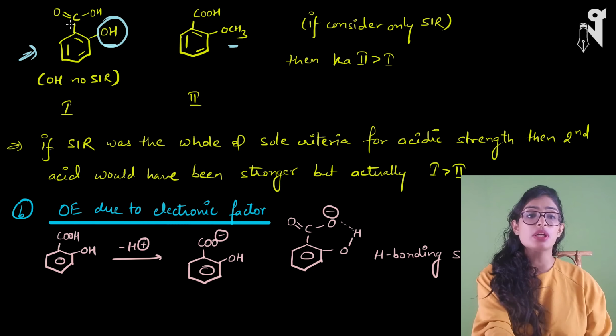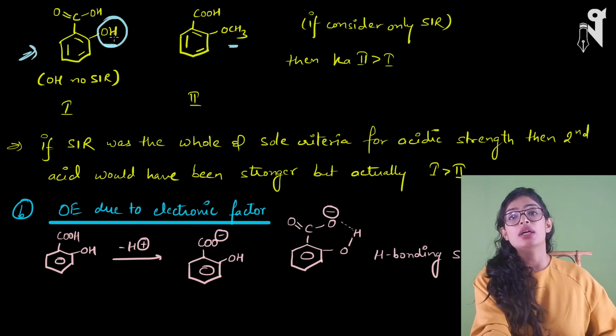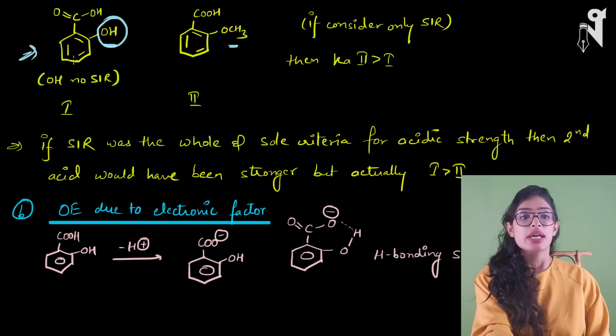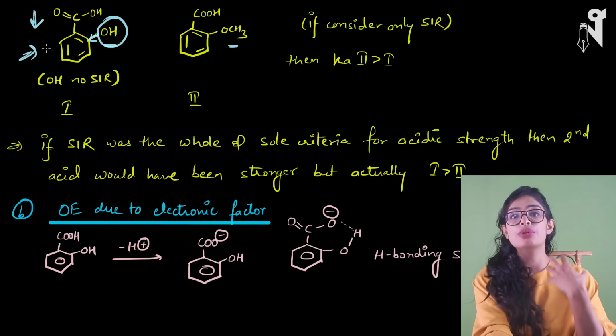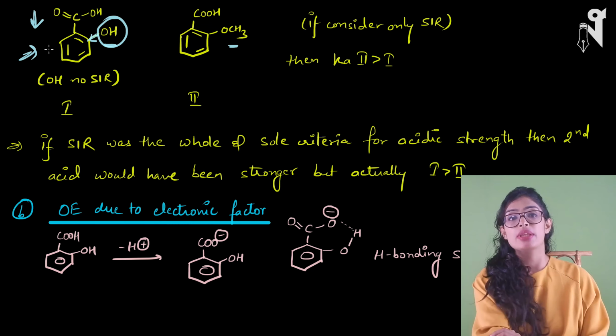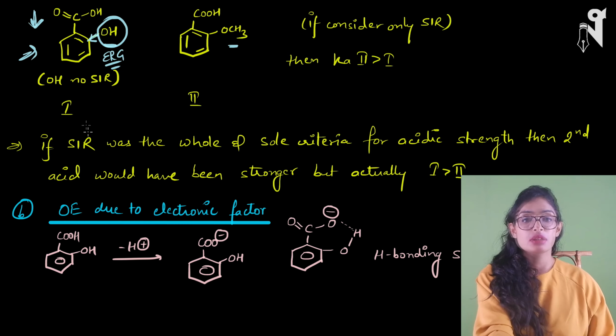So if OH is present along with COOH, what do we expect? It's not going to impact the COOH acidic strength. Basically it is not going to increase the acidic strength of COOH. Instead, OH is an electron donating group over here, and hence its acidic strength would be relatively lesser. Otherwise all ortho substituted compounds have better acidic strength, but here the acidic strength is lesser due to its electron releasing group and no SIR.